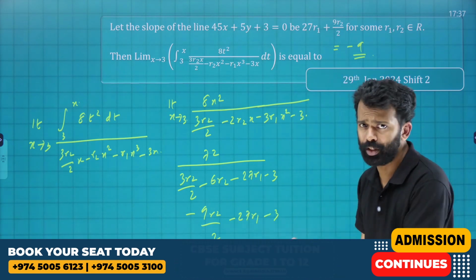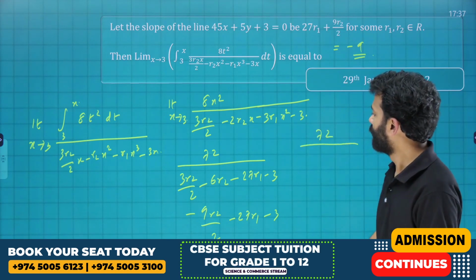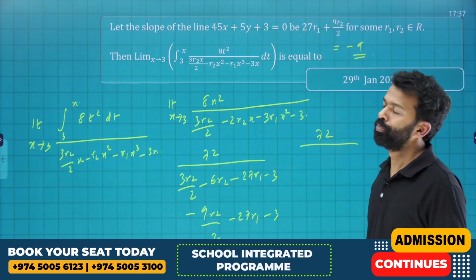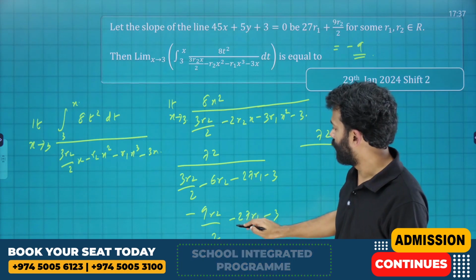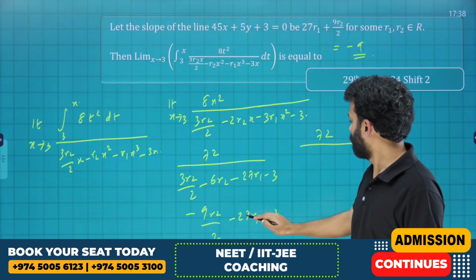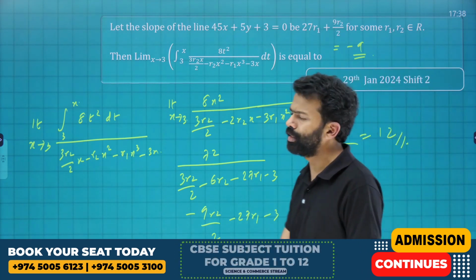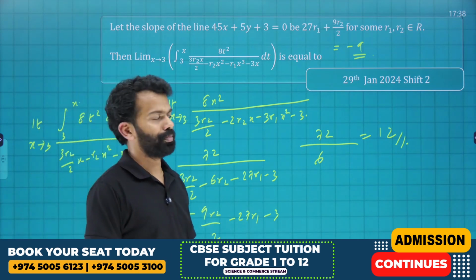I have operated the new denominator only, okay. Therefore, it will be 72 divided by, see what is 27r1 plus 9r2 by 2, that is minus 9, okay. So what is minus 27r1 minus 9r2 by 2, that will be 9, right? And 9 minus 3, that is what? 6, and the answer is what? 12. Okay, very, very easy question. And the next one.